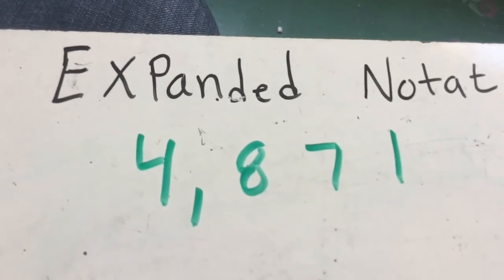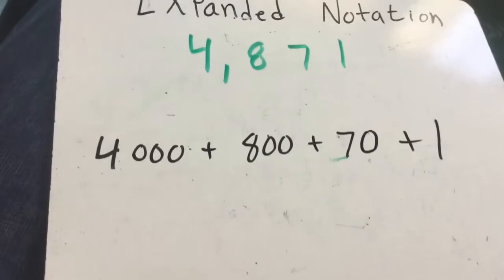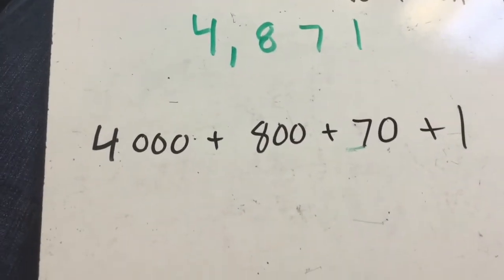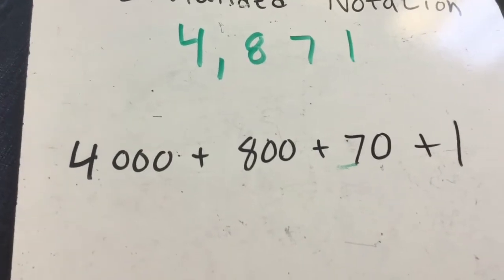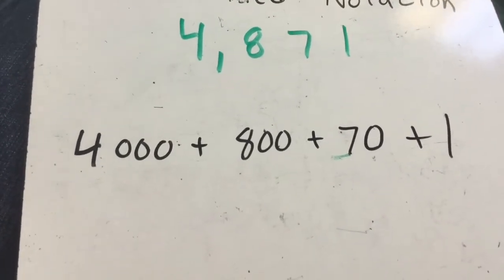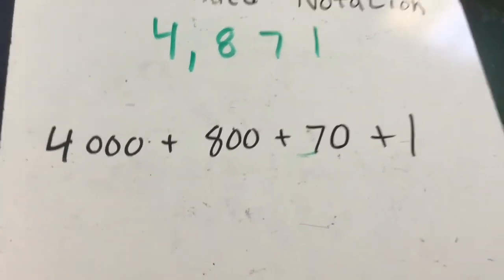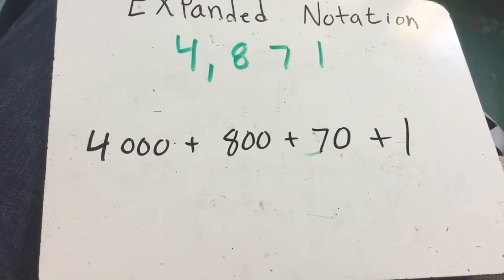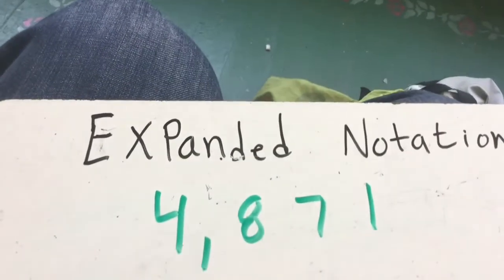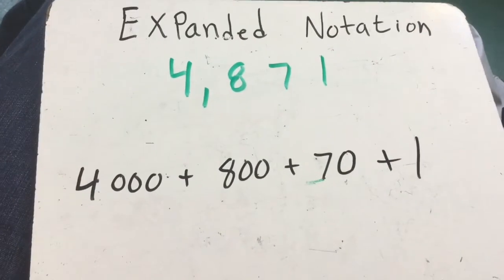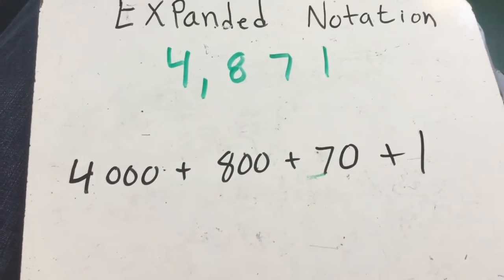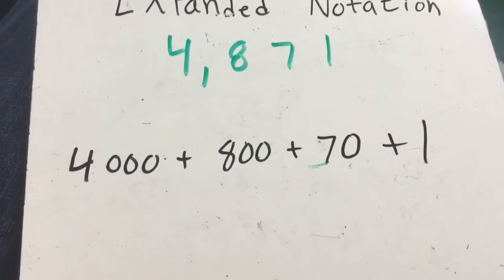So let's see, all we're doing is making it into an addition sentence. 4 becomes 4,000. 8 is really in the hundreds place, so it's 800. 7 in the tens is really 70, and 1. So you're just rewriting this number and you're expanding it to make it longer. It equals the same, you're just taking it apart and making it bigger.